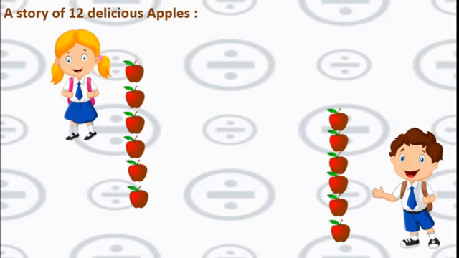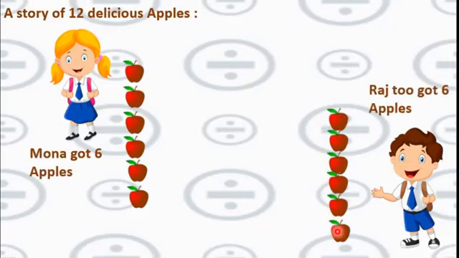Means each child got equal number of apples. We will count them. 1, 2, 3, 4, 5, 6. Means this girl Mona got 6 apples. Now what about this boy? 1, 2, 3, 4, 5 and 6. Means this boy Raj too got 6 apples.